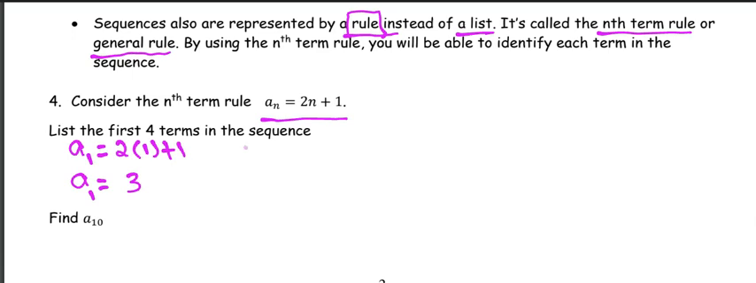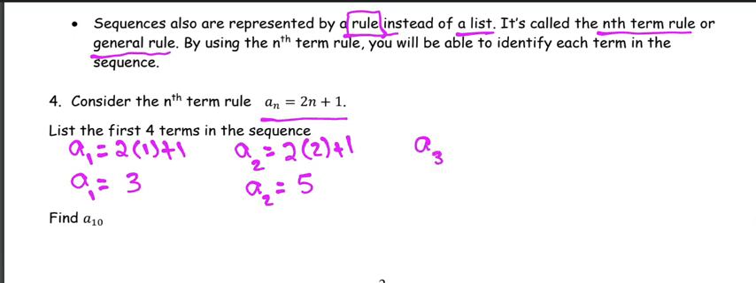The second term is going to be 2 instead of n. So I'm switching n with 2 to find the answer, which means that the second term is going to be 2 times 2 plus 1, which is 5.